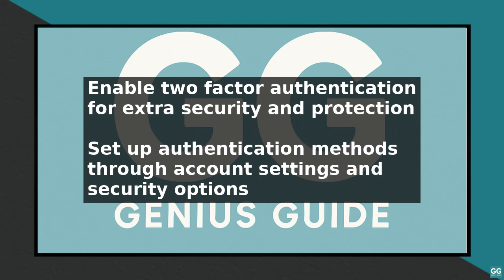Next, enable two-factor authentication to add an extra layer of security to your account. This feature requires a verification code sent to your registered phone or email in addition to your password. To enable two-factor authentication, go to your account settings and select the security option. Follow the instructions to set up the authentication method of your choice.